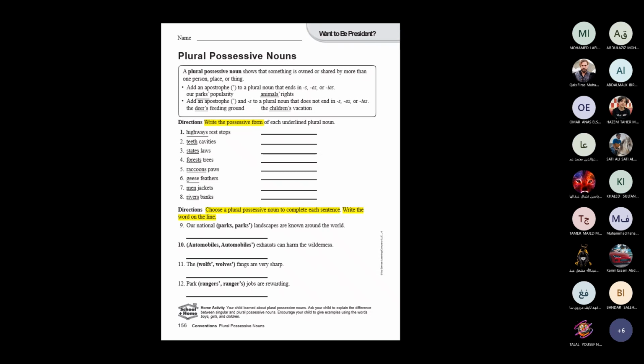The question is asking you to write the plural possessive noun, not the singular one. Plural possessive. So you have to check, you have to choose the first answer, not the second one. It must be pets, S apostrophe, okay? Okay. And Abdullah Mishal.